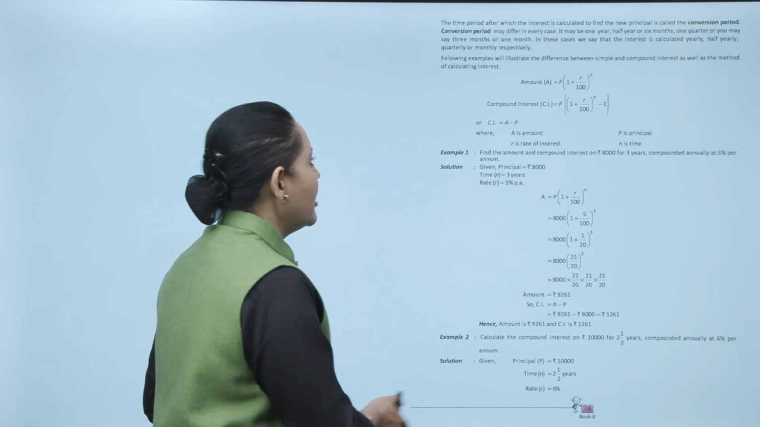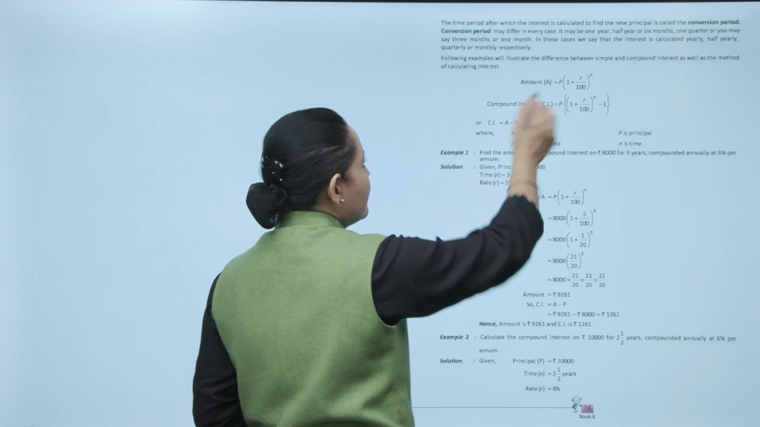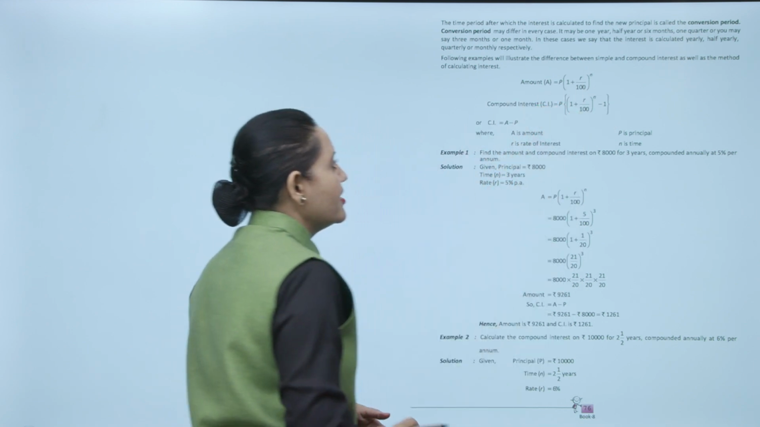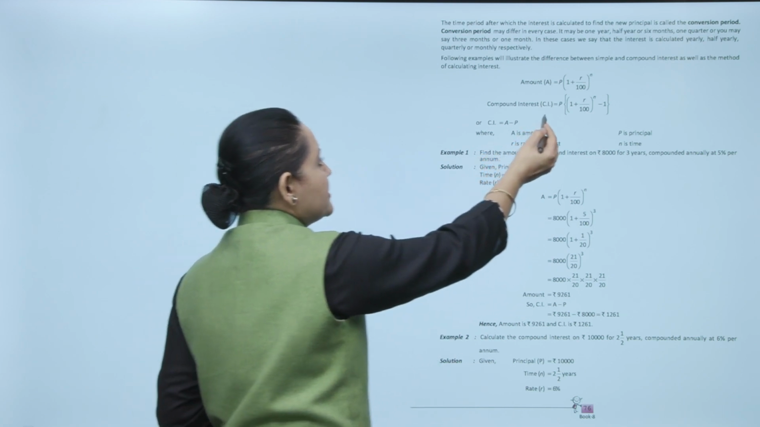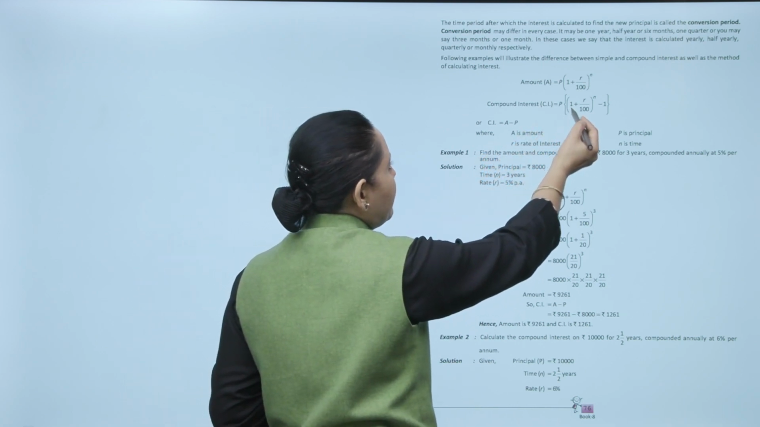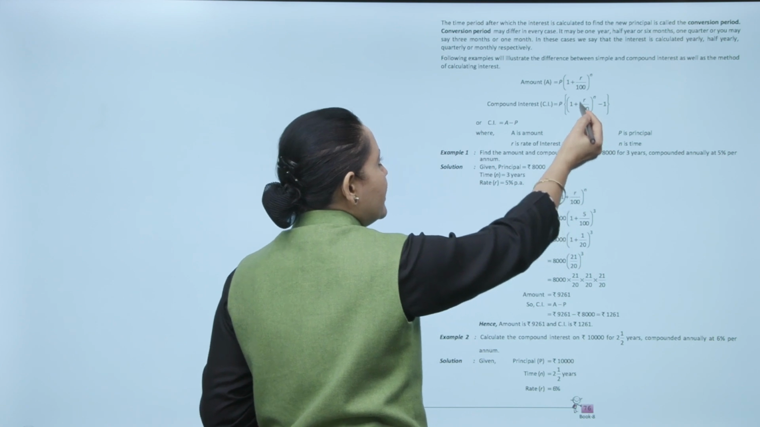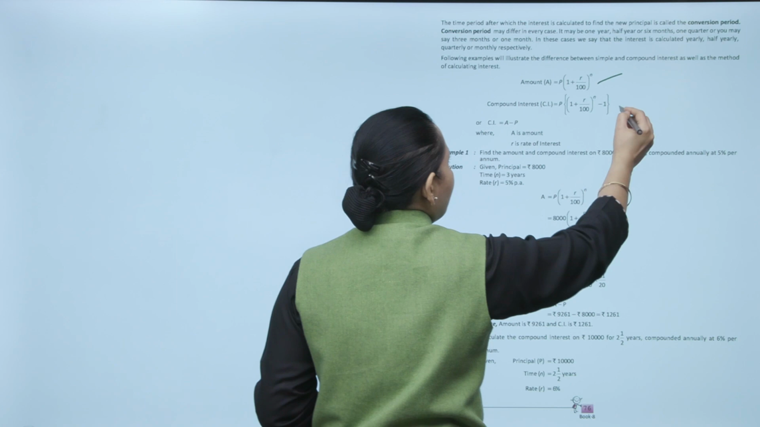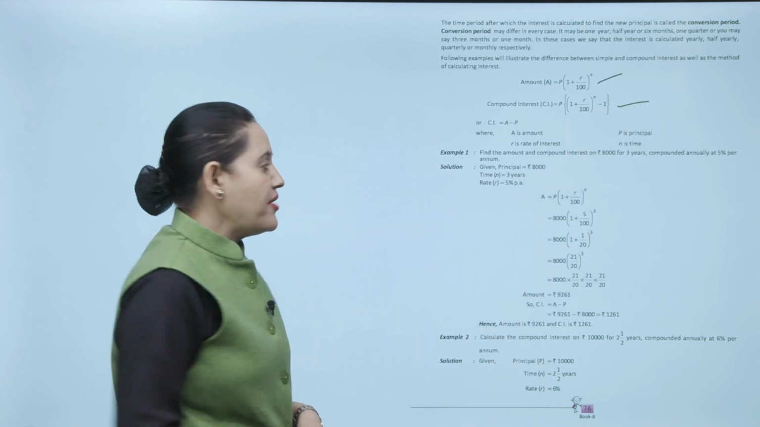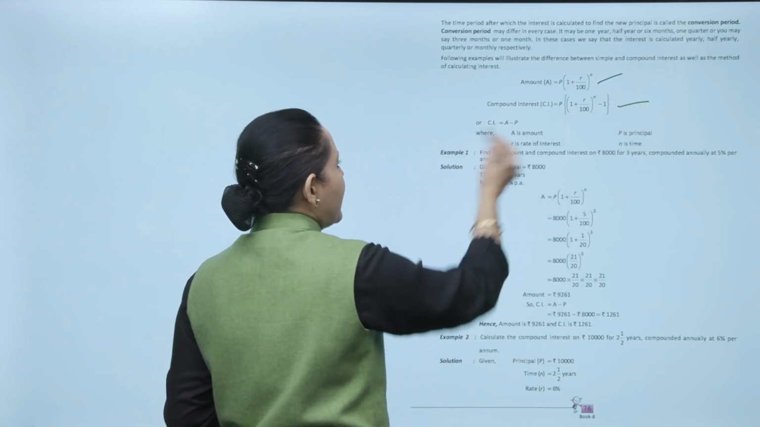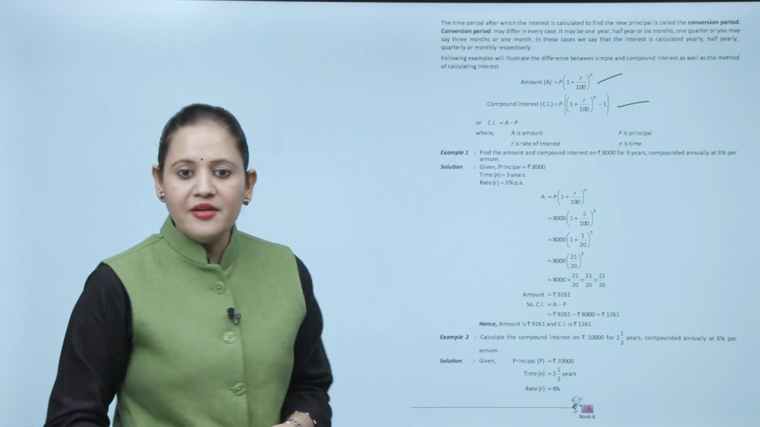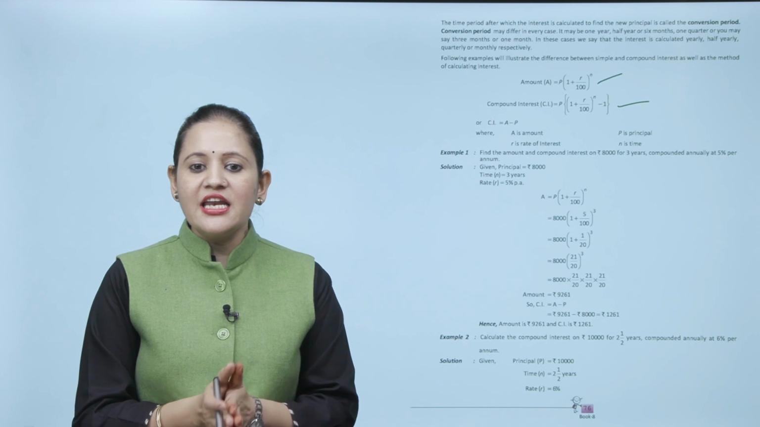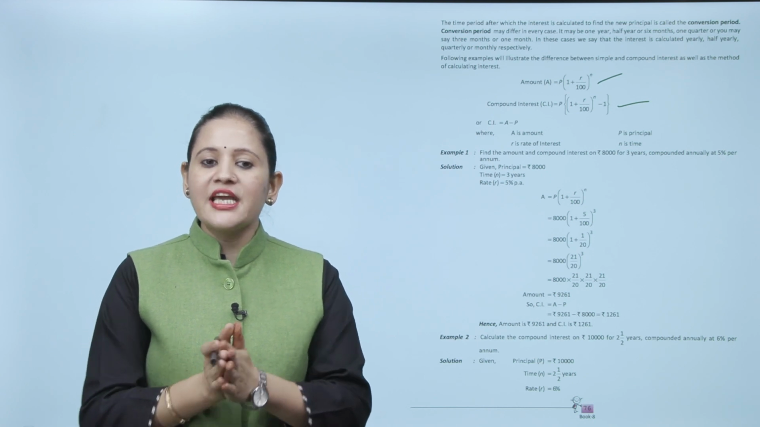So, amount when compound interest is P into 1 plus R upon 100 to the power n. So, compound interest is principal multiplied by 1 plus R upon 100 to the power n minus 1. We have to find the amount and compound interest. So, compound interest equals amount minus principal. Clear? P is principal, A is amount, R is rate of interest, and n is time. Now, we will take an example.